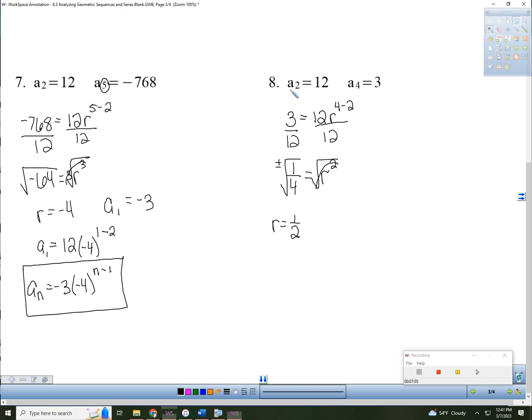And then I'm going to use one of these to come up with my first term. So a sub 1, I'm going to use this one right here, is equal to 12 times my ratio of 1/2 raised to the 1 minus 2 because that's the second. So my first term is 24. So I'm going to use that with my ratio to write my rule. So a sub n is equal to 24 times my ratio of 1/2 raised to the n minus, that's the first term, so 1.